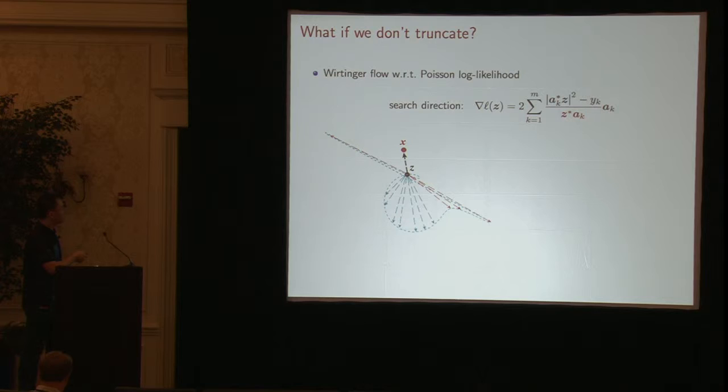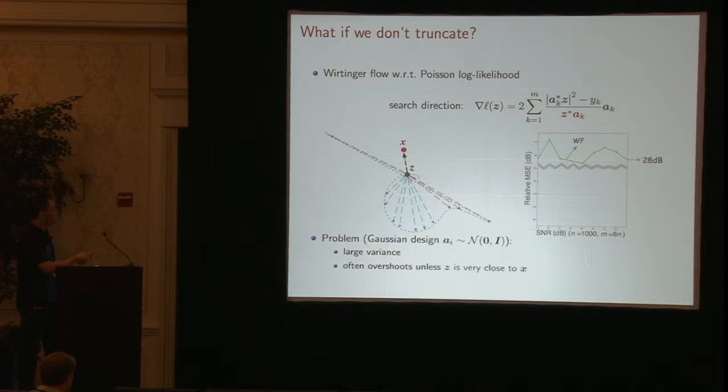Although most of them are good, just including these bad components will give you an uncontrollable search direction. Actually, these will result in very large variance. These search directions often overshoot just due to these excessively large gradient components. Unless z is extremely close to x, experiments show that they always overshoot. If I show you a numerical experiment, you can see that if I run this Wirtinger flow for a wide range of SNR, it gives you a relative MSE of about 30 dB, which doesn't converge to anything.